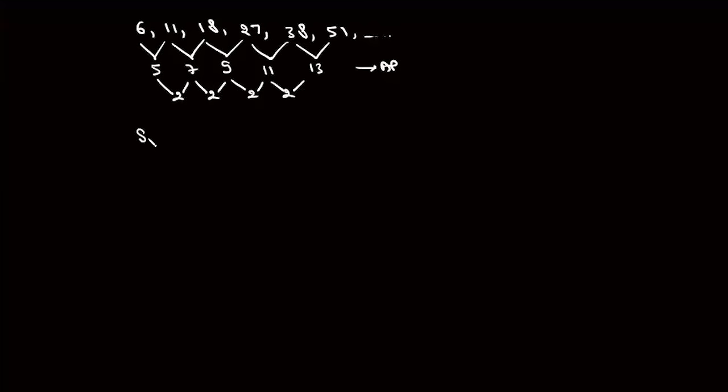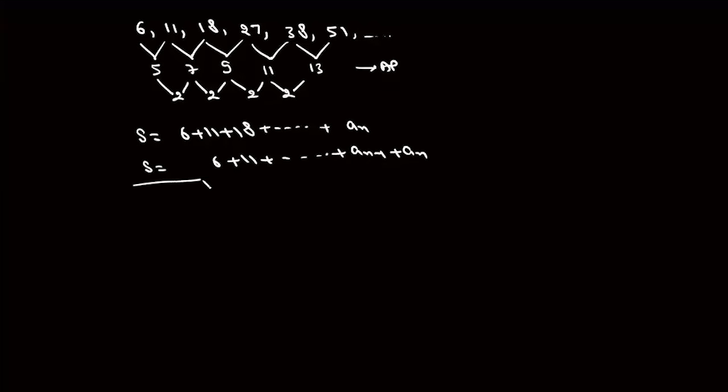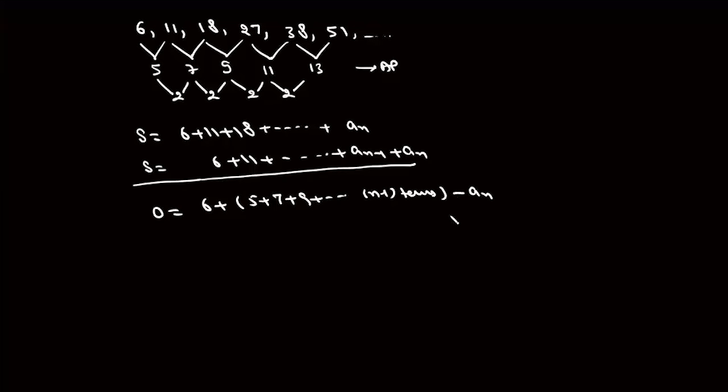So what we can do is, we'll say this sum is S, and it will be 6 plus 11 plus 18 up to an. Now we'll write the series again, with an minus 1 and then plus an. Now we'll subtract this second series from the first. It will be 0. Now this is 6 plus 11 minus 6 is 5, 18 minus 11 is 7, 5 plus 7 plus 9, and we know that here we'll have n minus 1 terms, and then minus an, or we can simply write an as 6 plus.